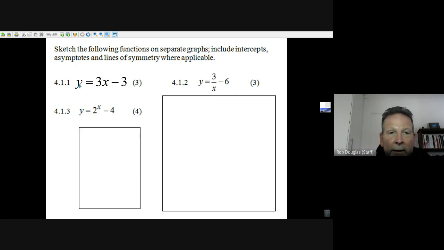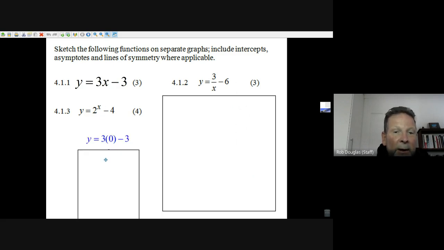Well, first you recognize that it's a line, and that number there is the gradient in front, and because of that, the shape of this line is it's going uphill as you move from left to right. But the key things with all functions, if you want to find a y-intercept, you let x equals 0, and then y equals minus 3. There's your y-intercept. Just put 0 in there and you get y is minus 3.